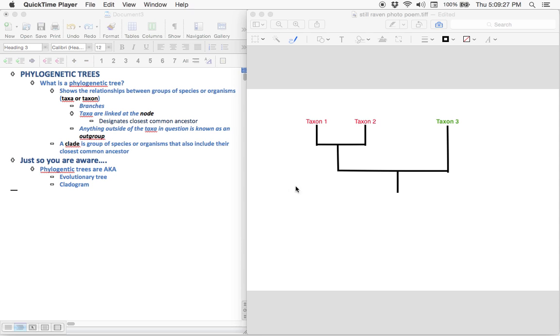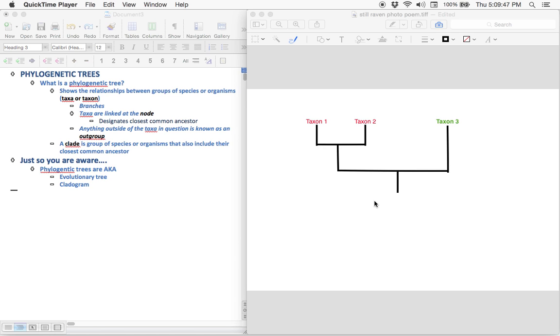Or if we're looking at the whole thing, we can go back further in the phylogenetic tree and look at the whole as a clade. It's sometimes kind of confusing, but it's all just in reference to where you yourself are looking within the phylogenetic tree.